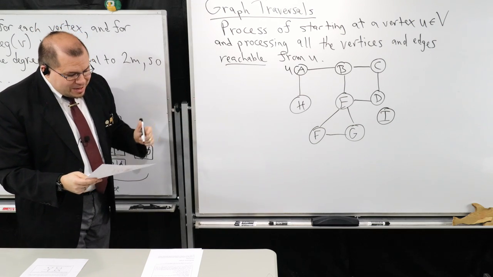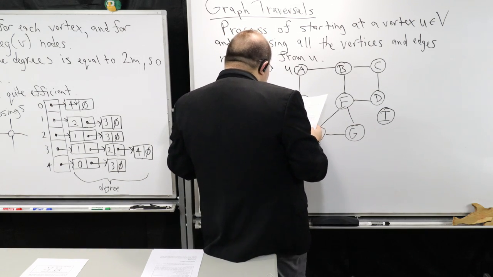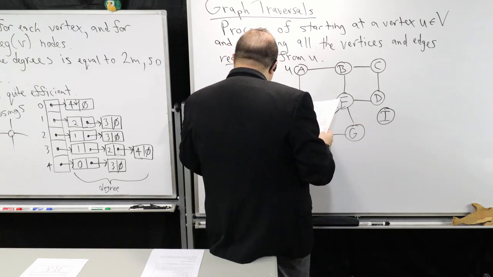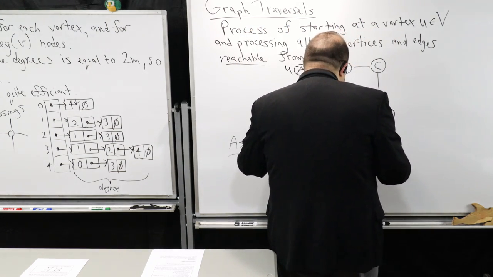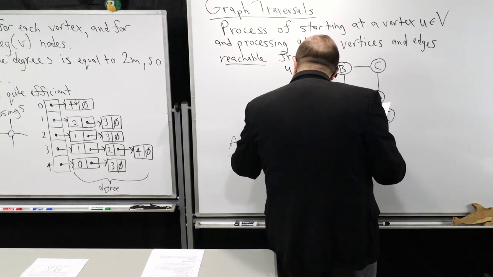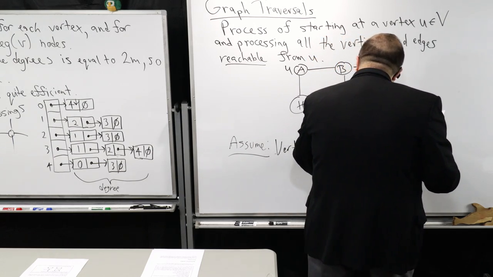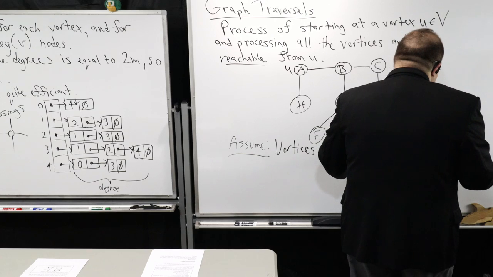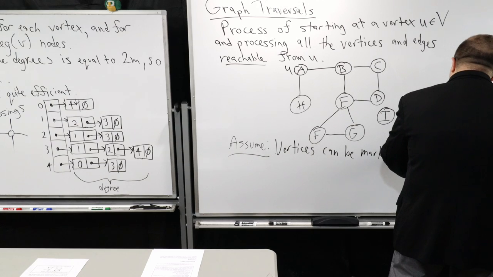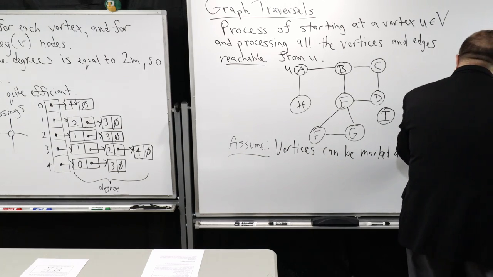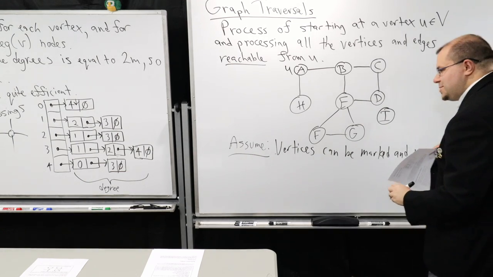So now let me talk about one small thing before I proceed. I'm going to make two assumptions here, and this is dependent on your data structure. I'm going to assume that vertices in my graph can be marked and unmarked in constant time. That's the first assumption I'm going to make.